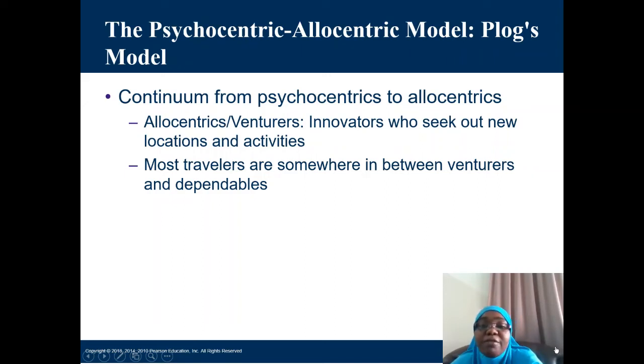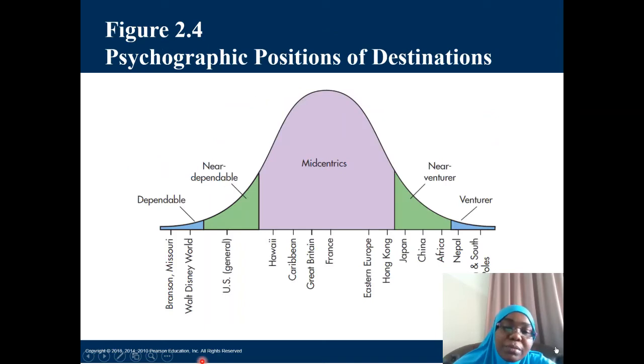At one extreme, we have the dependables or the psychocentrics. At the other end, we have the venturers or the allocentrics. Meanwhile, in the middle is where we have most people, most travelers. So they are in between the venturers and the dependables. So here is what we've been talking about. People that are dependable are on this end here. All those that are near dependable are on this end here. And on the other end, we have the venturers, those that are innovators.